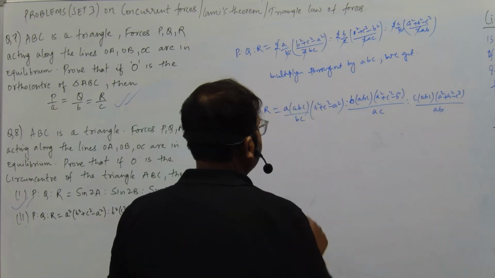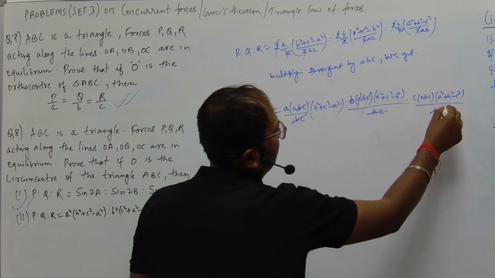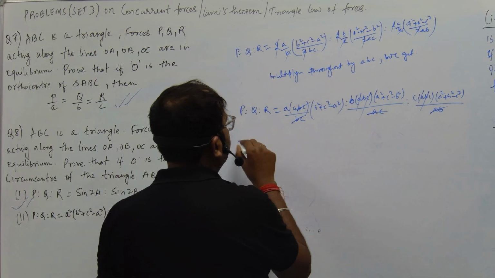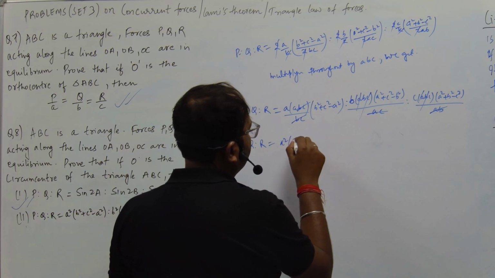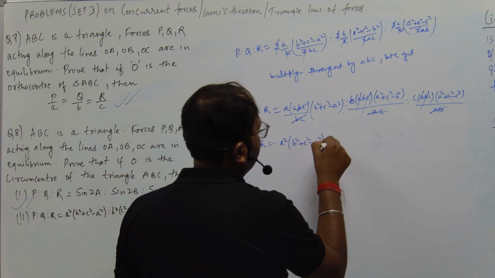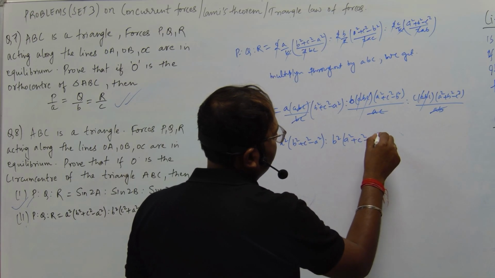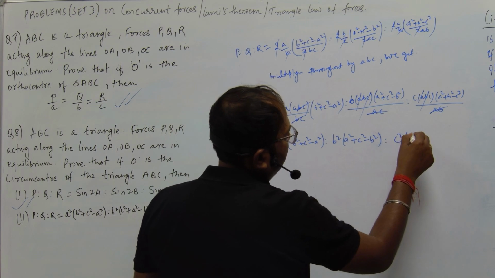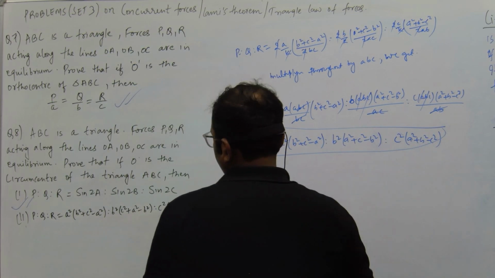Let us cancel this. bc gets cancelled, ac gets cancelled, and ab gets cancelled. So P is to Q is to R is equal to a square times b square plus c square minus a square, is to b square times a square plus c square minus b square, is to c square times a square plus b square minus c square. This is the solution of the second part.